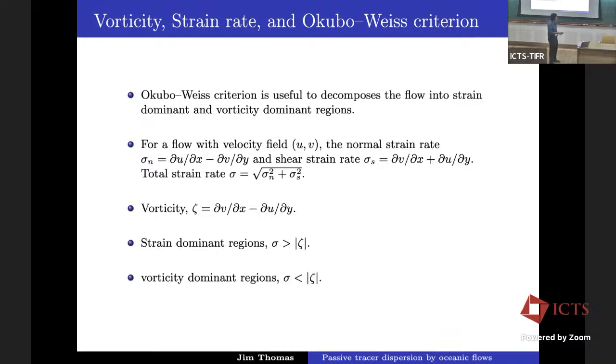Once you have vorticity and strain rate, you can compute two kinds of flow regions. This is useful for splitting the flow into two separate parts. You can form strain dominant regions, where the strain rate is higher than vorticity, and vorticity dominant regions, where vorticity is higher than strain. Once you apply this filter constraint, you have split the field into two different parts, vorticity dominant and strain dominant regions.